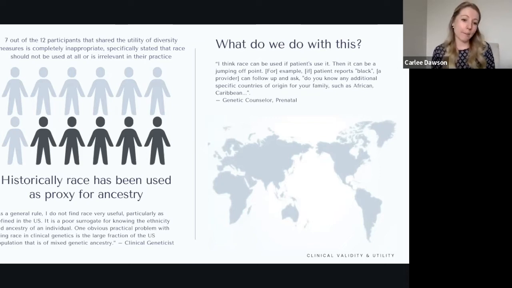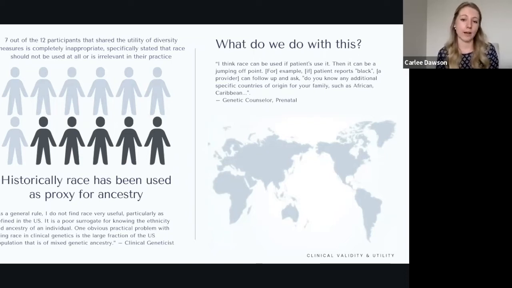One obvious practical problem with using race in clinical genetics is that there is a large fraction of the US population that is of mixed genetic ancestry. So we know access to this ancestral information does come with barriers, like it being difficult to obtain, and costs. So what can we do when patients provide their race? And I think, as we always say, trying to make it consistent across the board, but for patients that are providing their race, a prenatal genetic counselor had stated that they think it's okay for race to be used if patients use it, and then it can be a jumping off point.